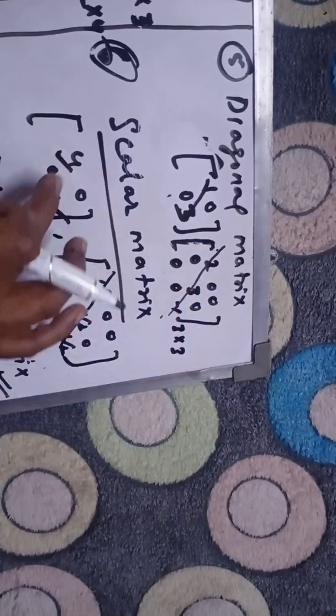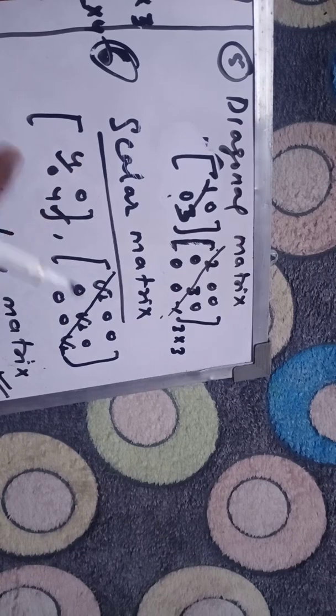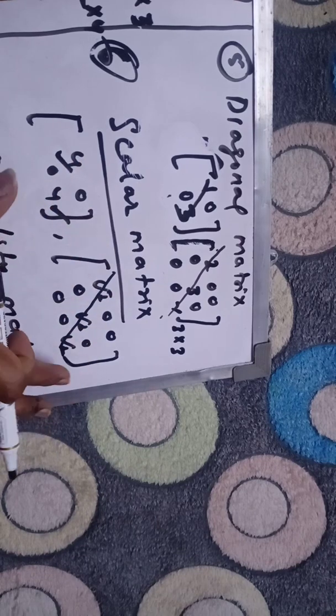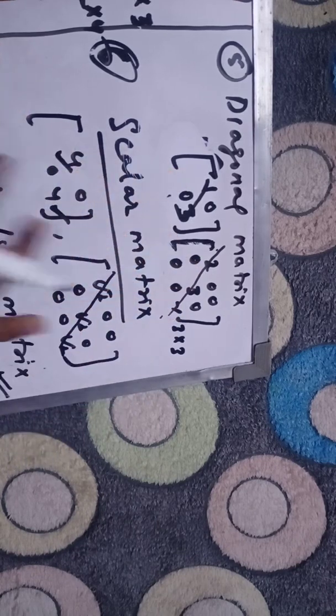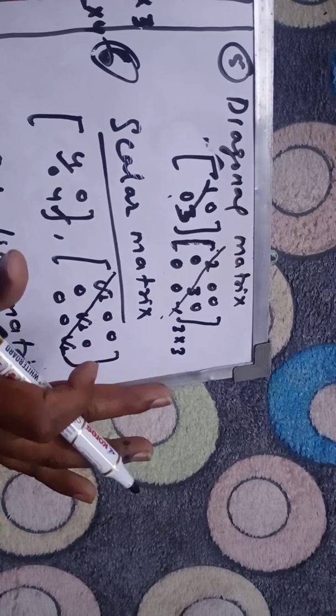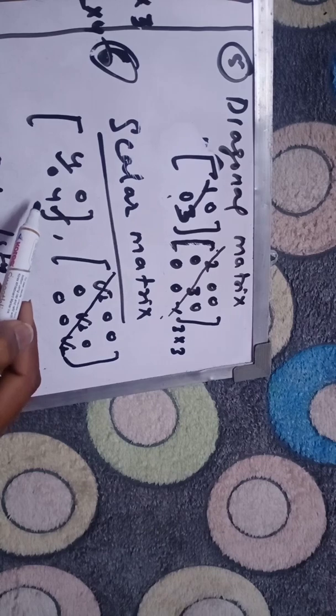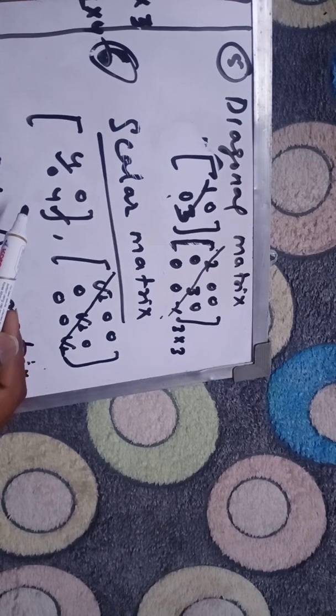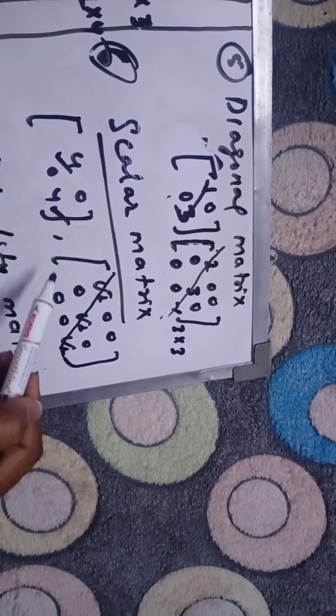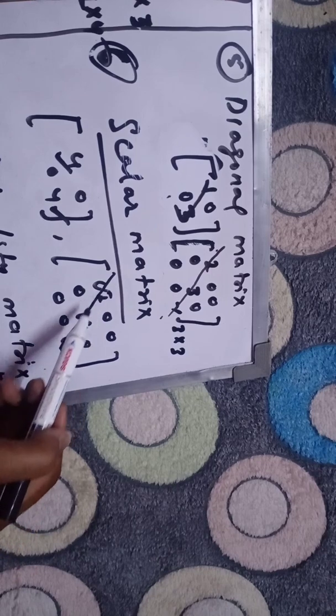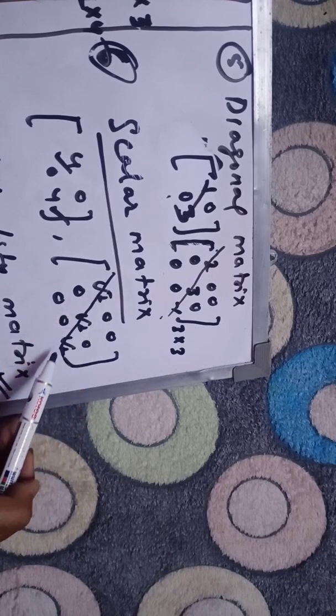So this is known as a diagonal matrix. In a scalar matrix, all the elements on the diagonal must be the same, and the other elements are 0. All the three other matrices must be square matrices. So in a scalar matrix, all the diagonal elements are the same, so it is known as a scalar matrix. Similarly, here you can see the diagonal elements are the same, so it is a scalar matrix.